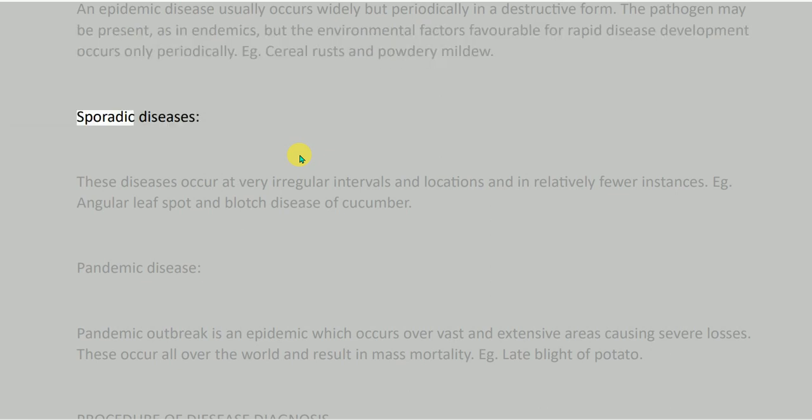Sporadic diseases. These diseases occur at very irregular intervals and locations and in relatively few instances. E.g. angular leaf spot and blotch disease of cucumber. Pandemic disease. A pandemic outbreak is an epidemic which occurs over vast and extensive areas causing severe losses. These occur all over the world and result in mass mortality. E.g. late blight of potato.